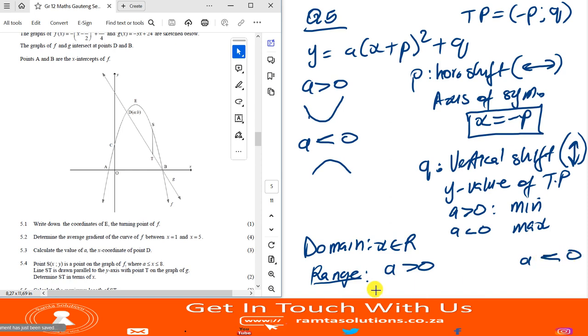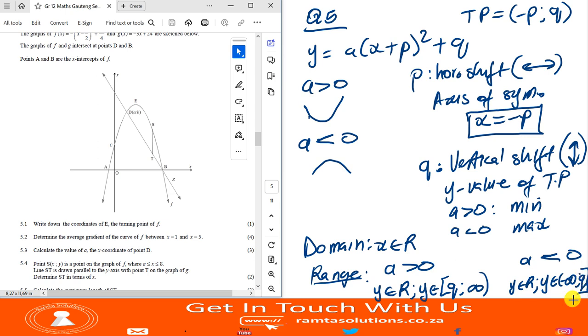So when a is positive, y will take all x values, but y will be an element of, because it's positive, it's this one here, y is an element of [q, infinity). All right, now when it's like this, y is an element of the real numbers, but y is an element of, where does it come from? Negative infinity, right? Negative infinity to q.